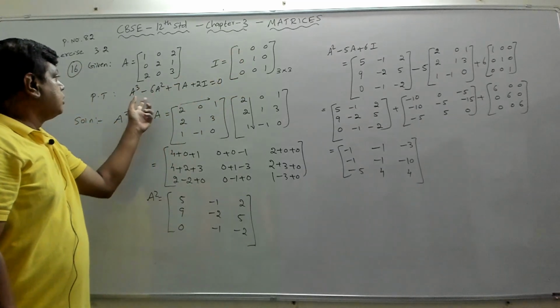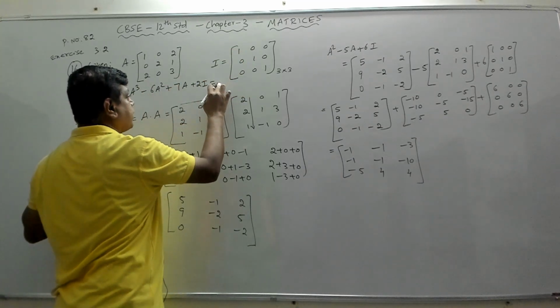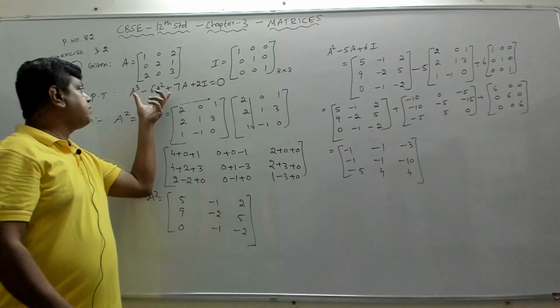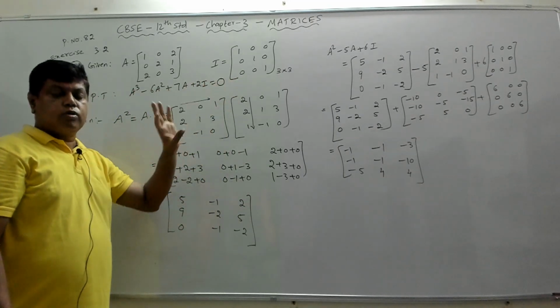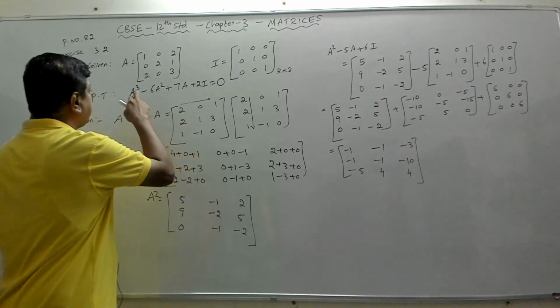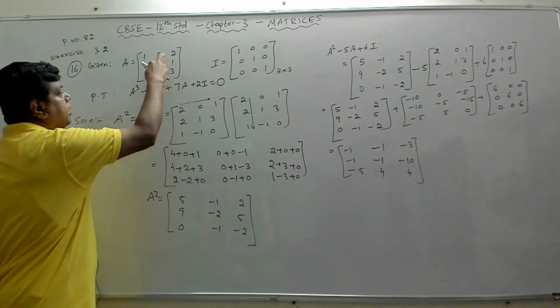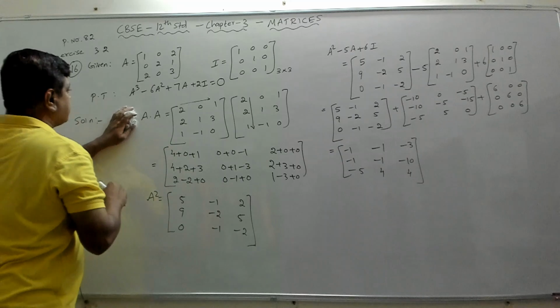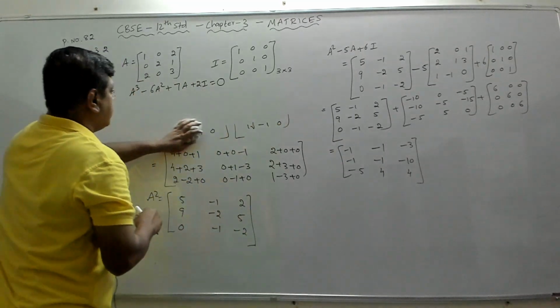You have to show that this whole value equal to 0 means it's a 0 matrix. It's not number 0. Obviously the left side is all matrices, so right side also you should get a matrix. Fine. So now we need to find the value of this. For that we have to find A cube, A square and substitute here. And A we can substitute here, and I we can substitute here. Fine. So solution is we have to find the value of A cube first.